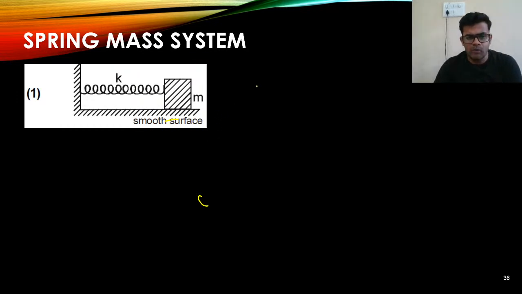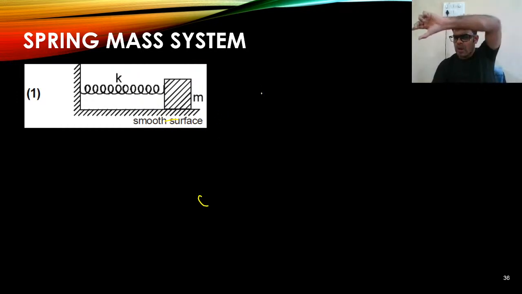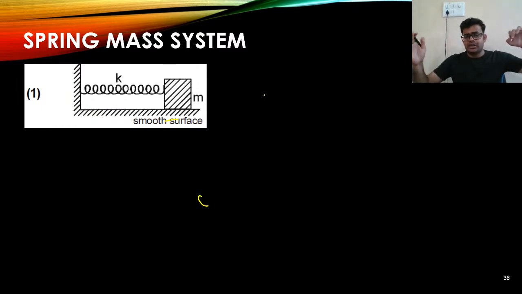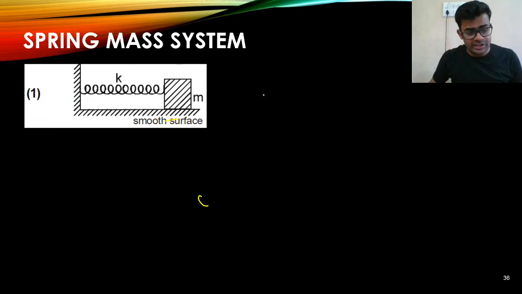Now what will happen? I will displace this block, so the spring will extend, and I will release the block. After that, this block will come back. It will go back and forth, executing an oscillatory motion without any loss of energy. That type of motion is called simple harmonic motion.